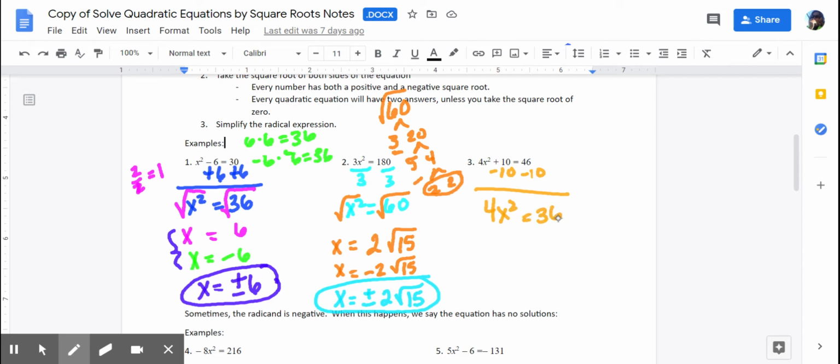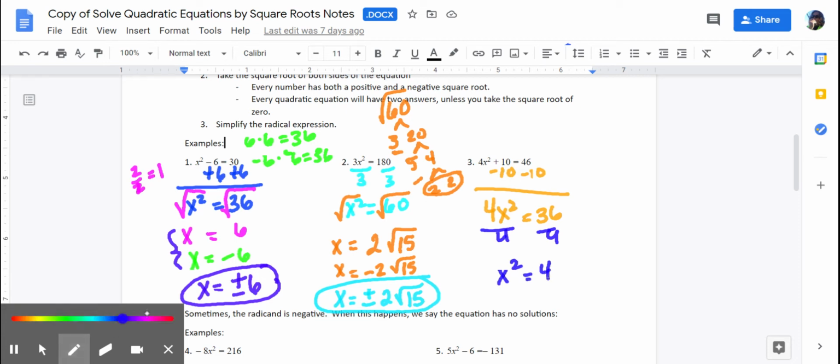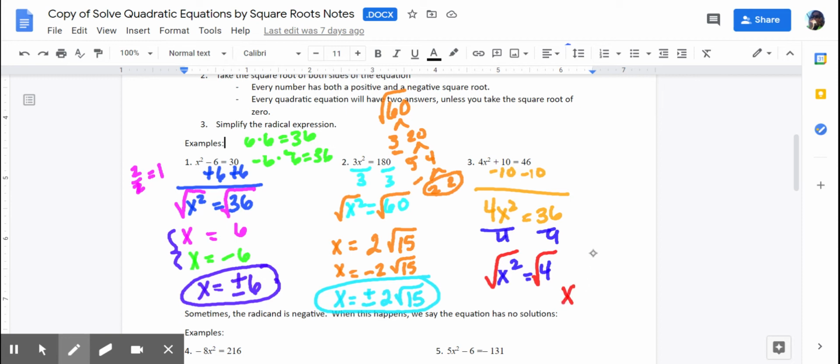That will equal 36. In order to get x squared by itself, we need to divide both sides by 4. So I'll be left with x squared equals 4. To undo x squared, we need to take the square root. And I take the square root of each side. Remember, I get two answers, x equals 2 and x equals negative 2. Or you can just write it all together, x equals the positive and negative version of 2.